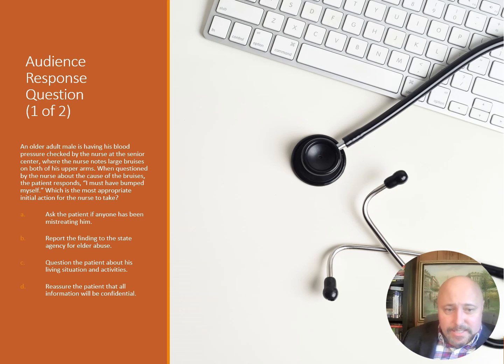And finally, our last audience response question. An older adult male is having his blood pressure checked by the nurse at the senior center. The nurse notes large bruises on both of his upper arms. When questioned by the nurse about the cause of the bruises, the patient responds, "I must have bumped myself." Which is the most appropriate initial action for the nurse to take? A. Ask the patient if anyone has been mistreating him. B. Report the findings to the state agency for elder abuse. C. Question the patient about his living situation and activities. Or D. Reassure the patient that all information will be confidential.